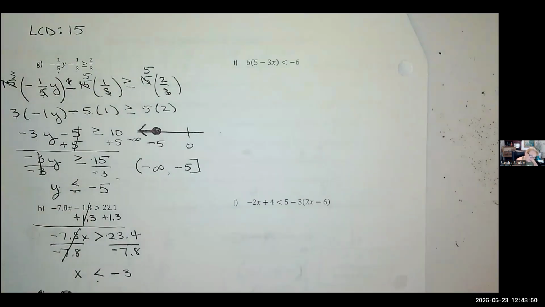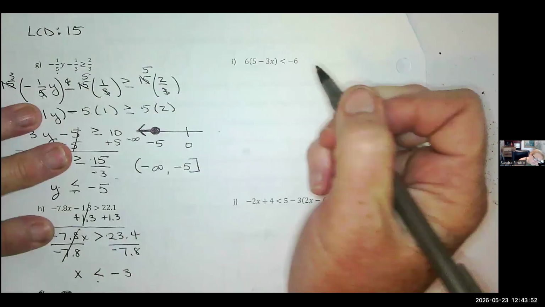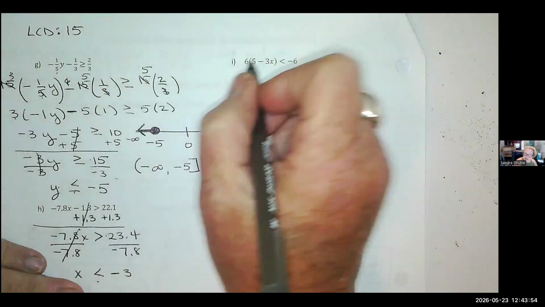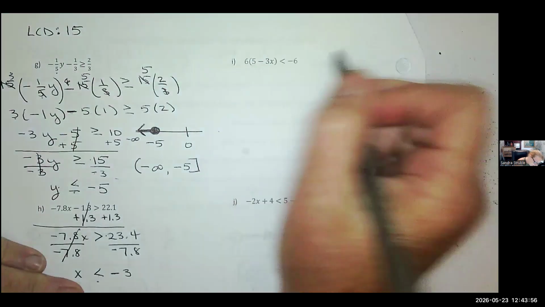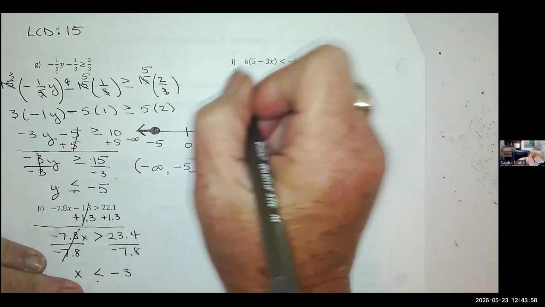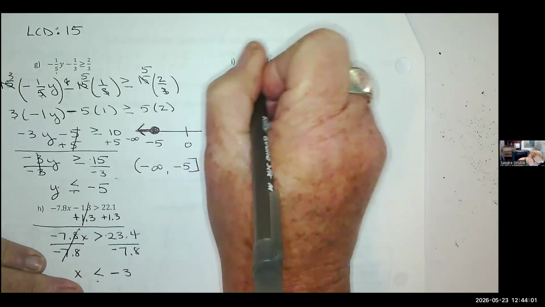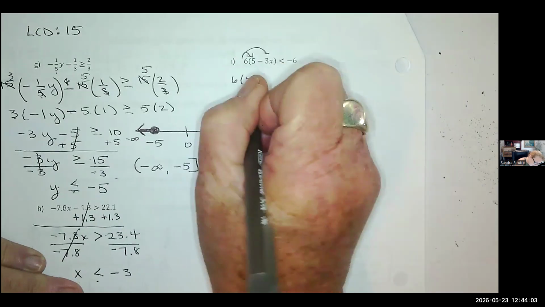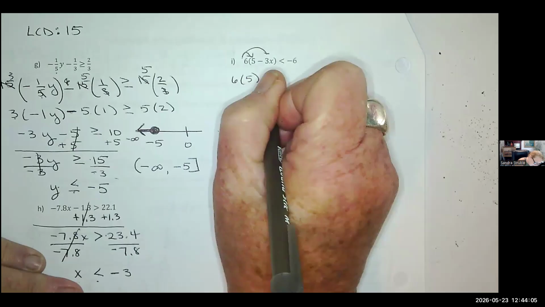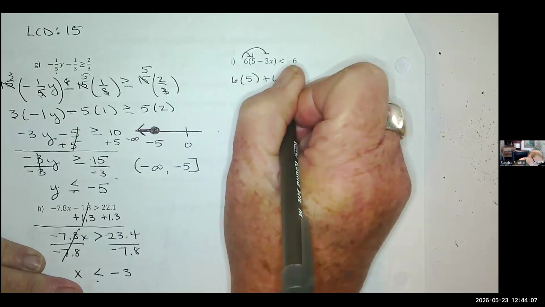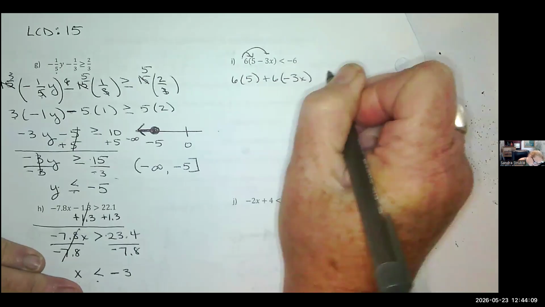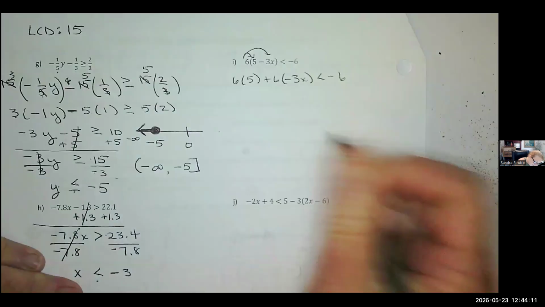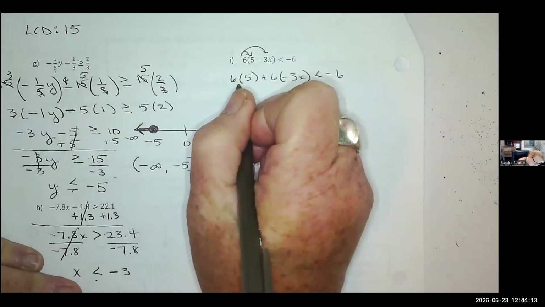So we're going to distribute this 6. Now, I'm not going to just do my little arrows. I'm going to show you again how to do this. So it's going to be 6 times 5, and then plus 6 times -3x. That is the distribution piece. 6 times 5 is 30. Positive times a negative is negative. 6 times 3 is 18.